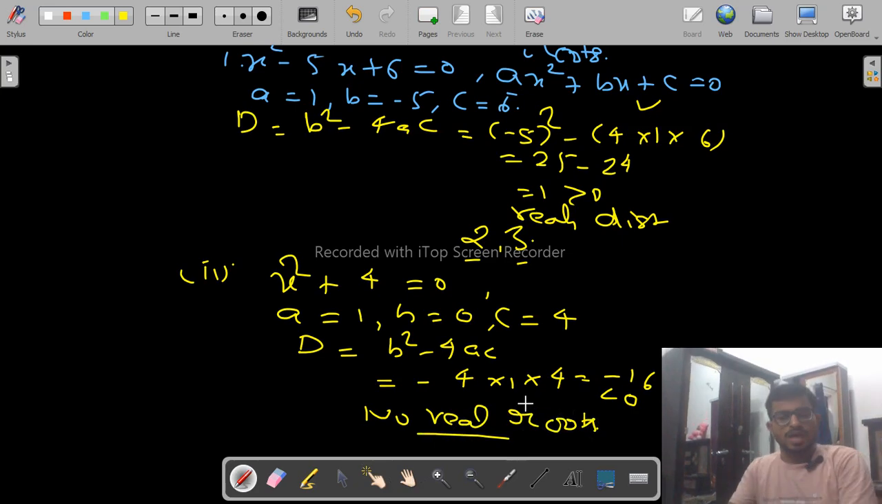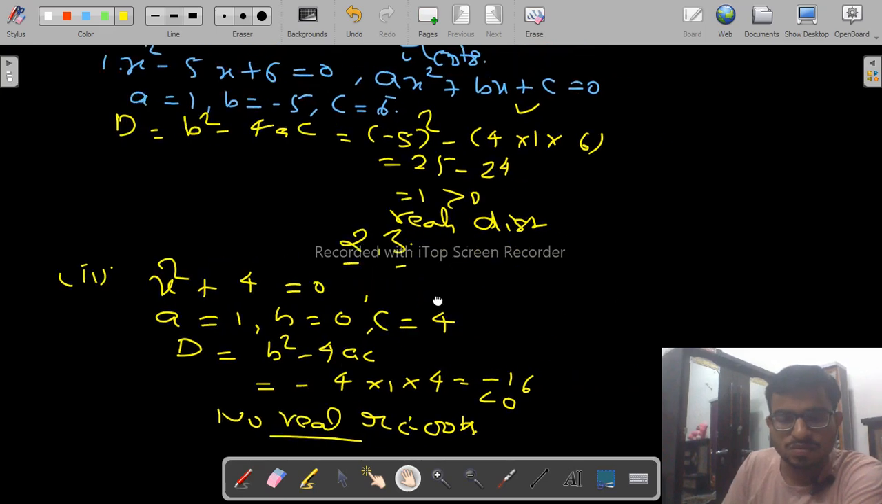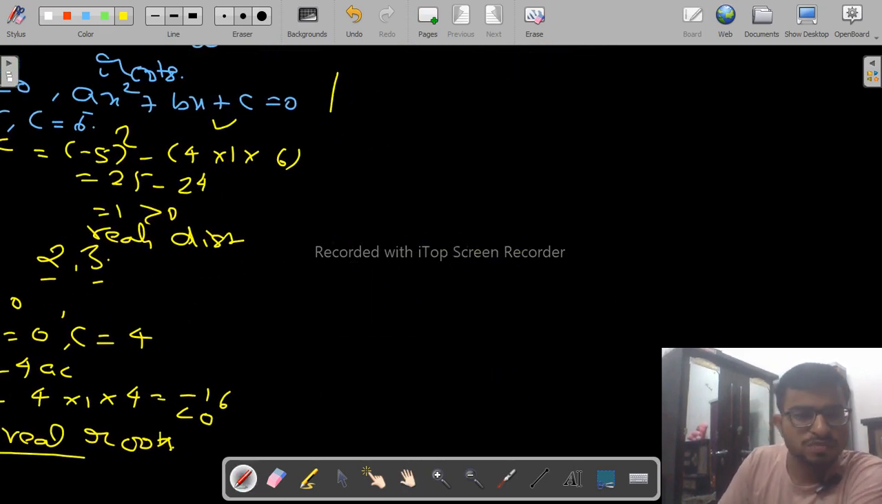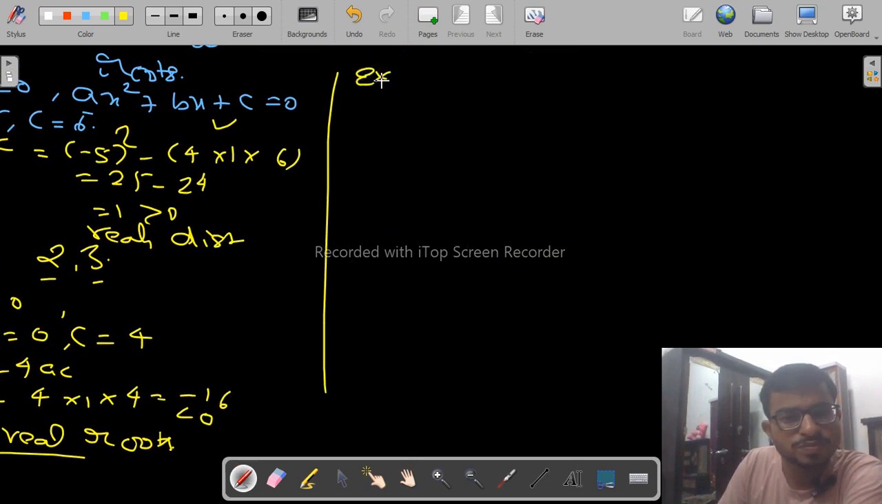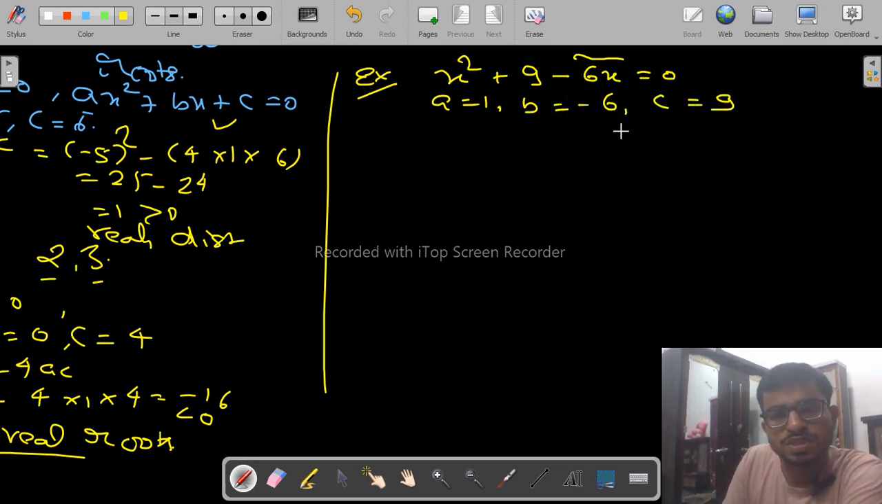And whenever the discriminant is equal to 0, then the equation will have equal roots. Let's take one example for this case also. Suppose x square minus 6x plus 9 equal to 0. So here the value of a is 1, the value of b, which is the coefficient of x, is minus 6, and the constant term is 9.